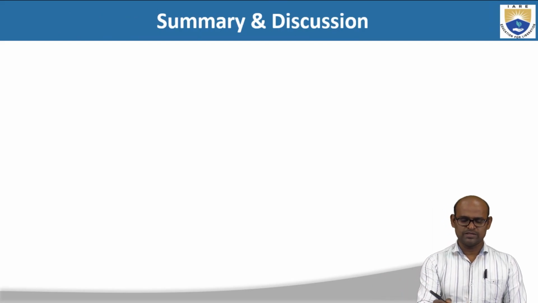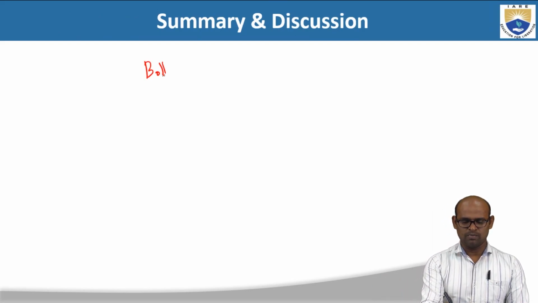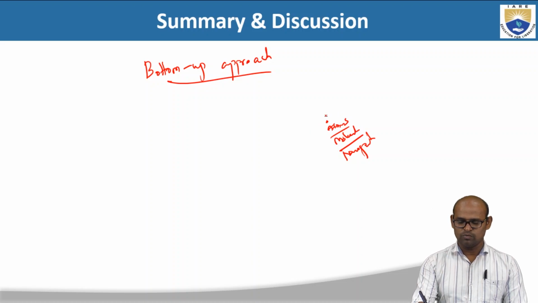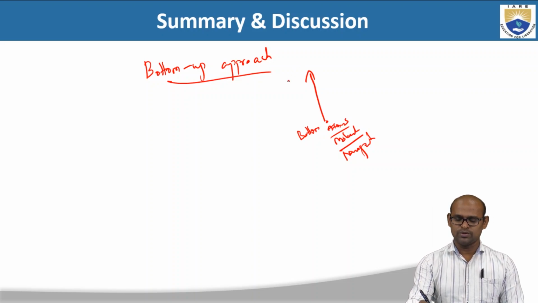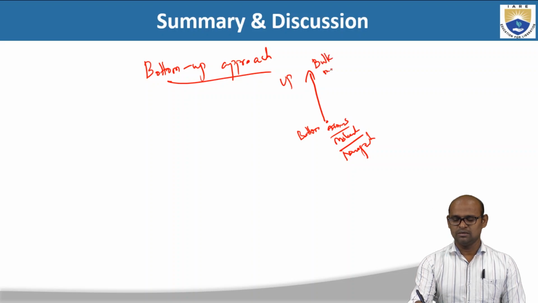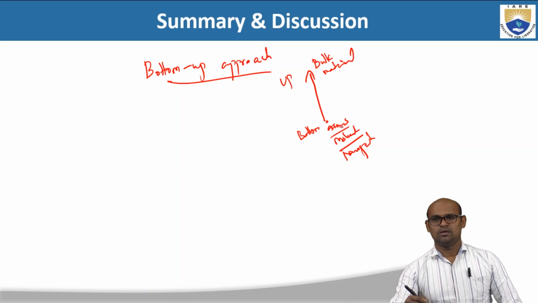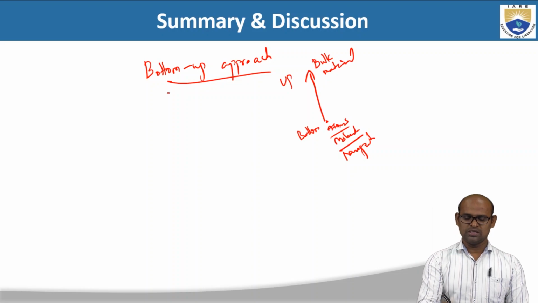To summarize, in this presentation I have discussed the bottom-up approach. In the bottom-up approach, we start with atoms or molecules or nanoparticles. This is the bottom, we are going up. So small atoms or molecules to big bulk materials. We are going to prepare or fabricate bulk materials starting from atoms, molecules or nanomaterials. So this is the bottom-up approach.